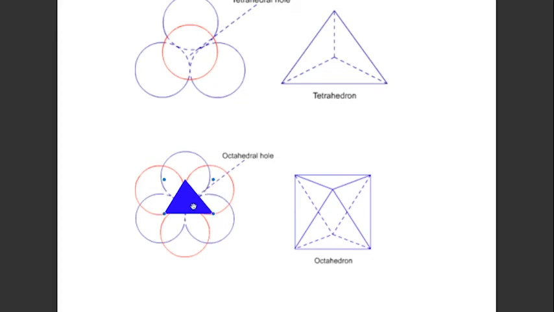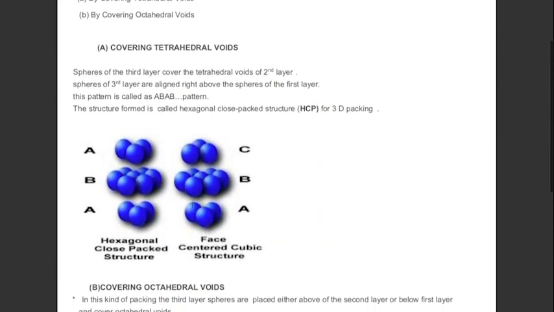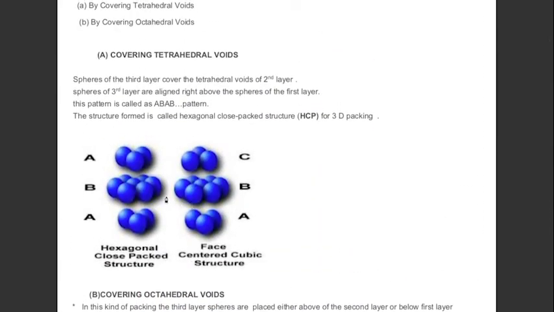Okay. Now, in close packing, when the third layer comes, it will either occupy tetrahedral voids or octahedral voids. The third layer will either stack over the second layer or below the first layer. Suppose this is our first layer, this is the second layer and this is the third layer. This is the void of the first layer which is occupied by the sphere of the second layer, and the same void is also occupied by the sphere of the third layer. So we can say that this layer and this layer are of the same type.